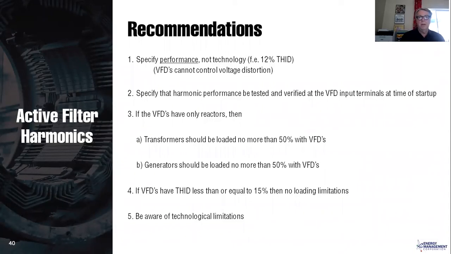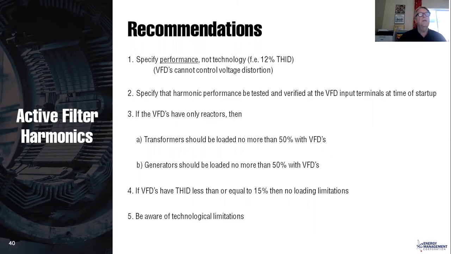I want to point down here, transformers should not be loaded more than 50% with VFDs. Why? Because your voltage distortion can get too high. Generators should not be loaded more than 50% with VFDs. Why? Because your voltage distortion can get too high.